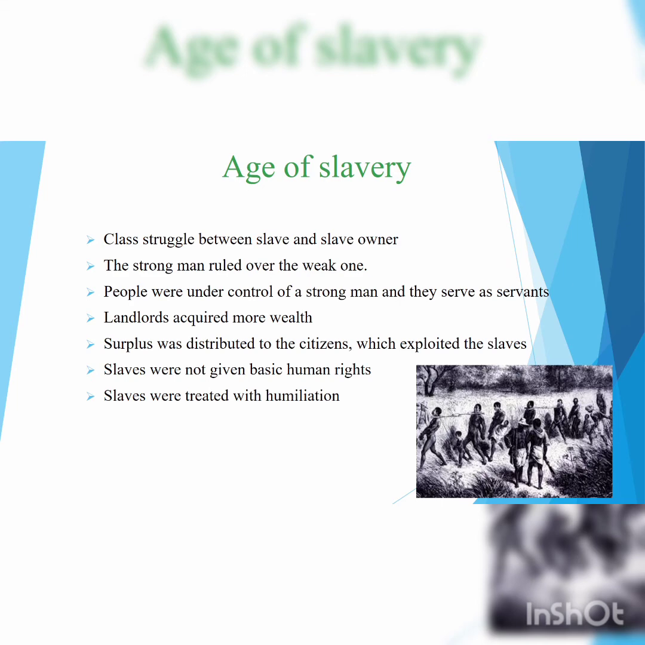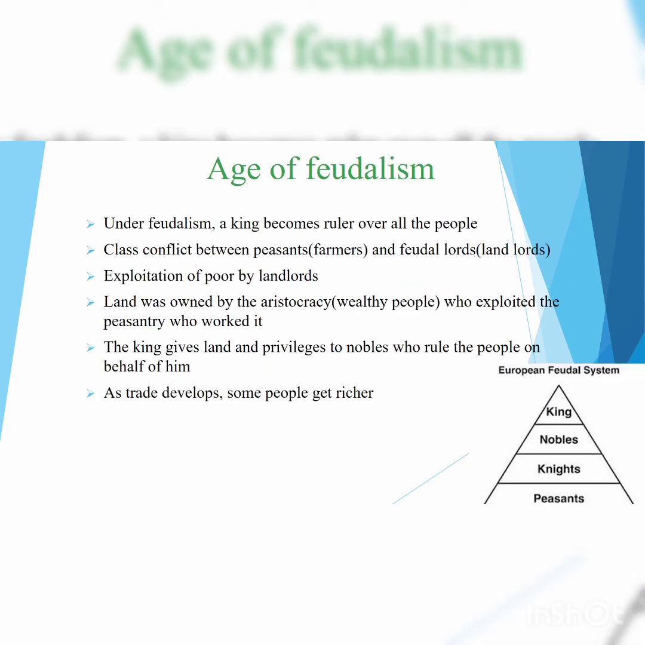The third stage is the age of feudalism. Under feudalism, a king becomes the ruler over all the people. Class conflict between the peasants, the farmers, and the feudal lords. Feudal lords are those who own the land. Exploitation of poor by the landlords.